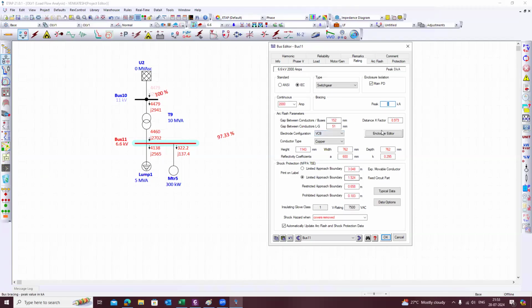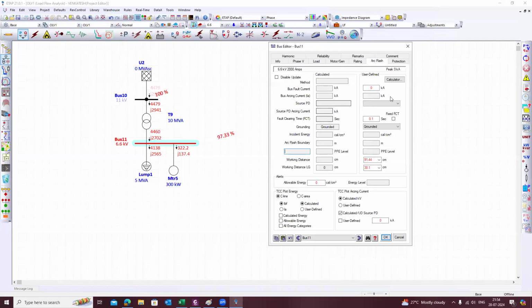And here are the arc flash parameters. These parameters are required for the arc flash study. So you have to give the details of the switchgear, like the gap between the conductors and the gap between the conductors and the ground, just to evaluate the arc flash parameters. Generally we will get these details from the manufacturers, or you can just select and use the typical data also. But if you have the actual data sheets, you will provide the actual data sheets here.